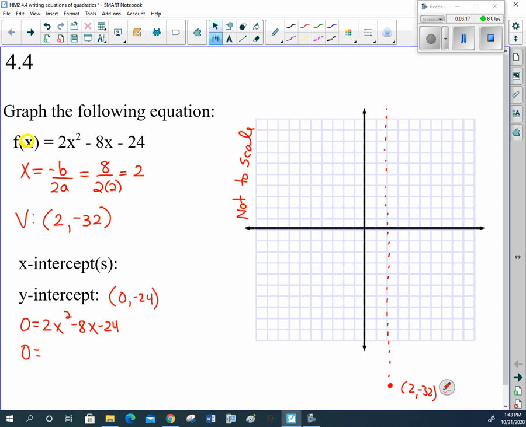So my GCF on this is a 2. So I'll factor out the 2. And then I'll go ahead and factor the leftover quadratic here. So that's going to be x and x, 6 and 2, negative 6 and positive 2. So then that means my x-intercepts are 6, 0 and negative 2, 0. So we'll just go ahead and sketch those points in, 6, 0 and negative 2, 0. And then we'll go ahead and sketch the graph.